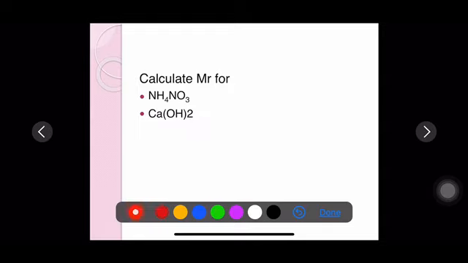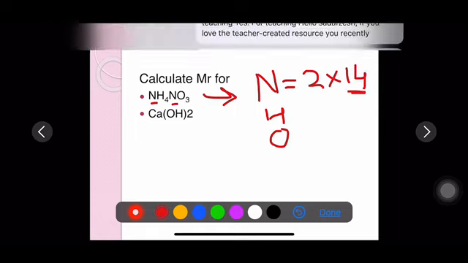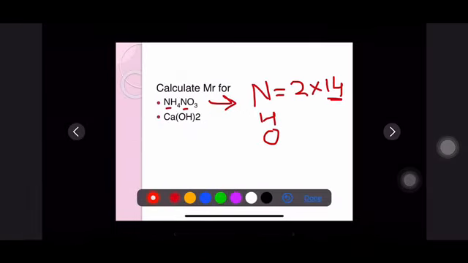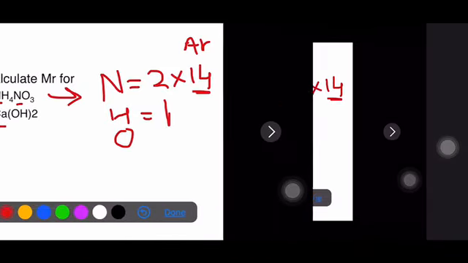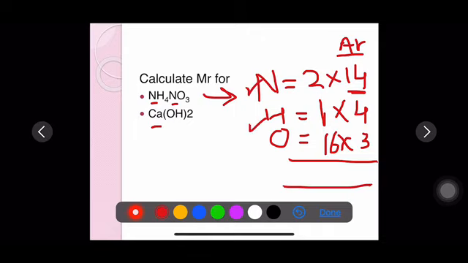So how to do it? The first one has 3 elements: nitrogen, hydrogen and oxygen. For nitrogen, you can see there are 2 atoms, so 2 times 14. Where do I get the 14 from? From the periodic table. For hydrogen, the atomic mass is 1 times 4 because there are 4 atoms. For oxygen, the atomic mass is 16 and I multiply it by 3 because there are 3 atoms of oxygen. Later we add all these values together. So this is the sum of atomic masses of all the elements present in the formula unit.